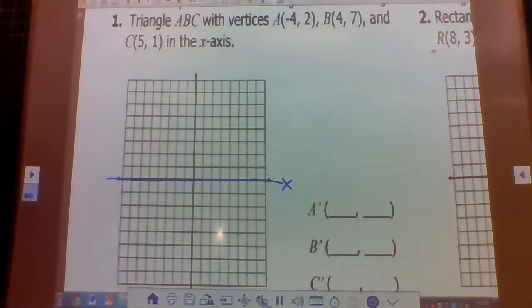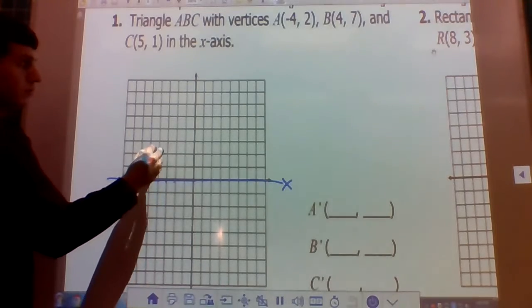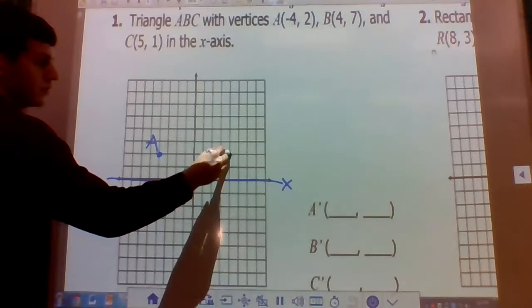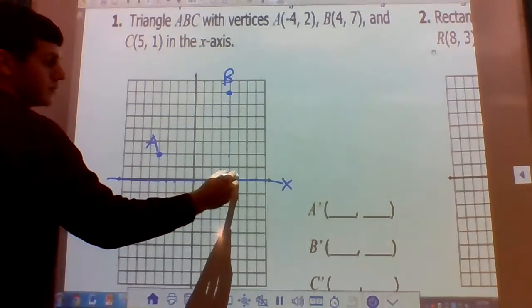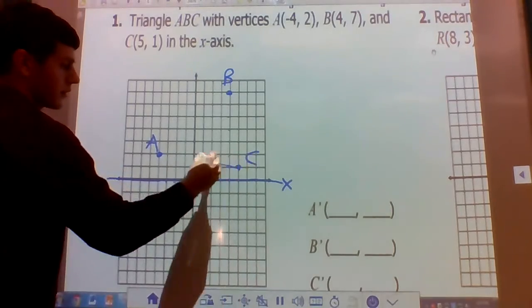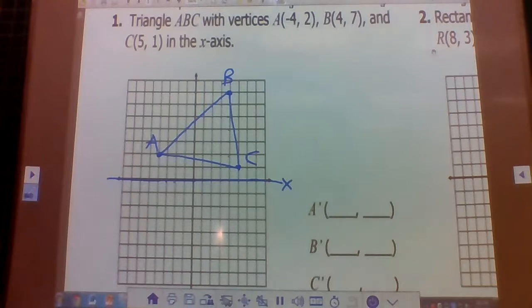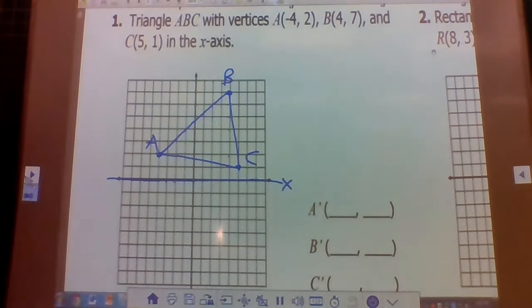Okay. So let's plot our point. So we have A at -4, 2. B is 4, 7, and then C is 5, 1. Okay, so here's our triangle. There's 2 ways we can do this. We can either count or we can use the rule. So let's just do it counting first.